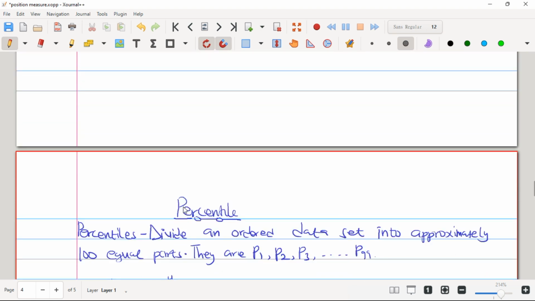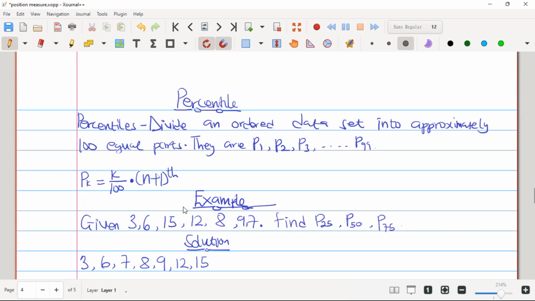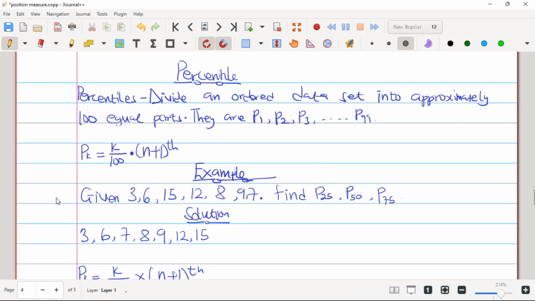So let's go to the percentile, right? For percentile, when a raw data set is given to you, first divide an ordered data set into approximately 100 equal parts, and then they are P1, P2, P3 out to P99. So simply we are going to have the formula to be this: P subscript K is equal to K divided by 100 times n plus 1 position, right?